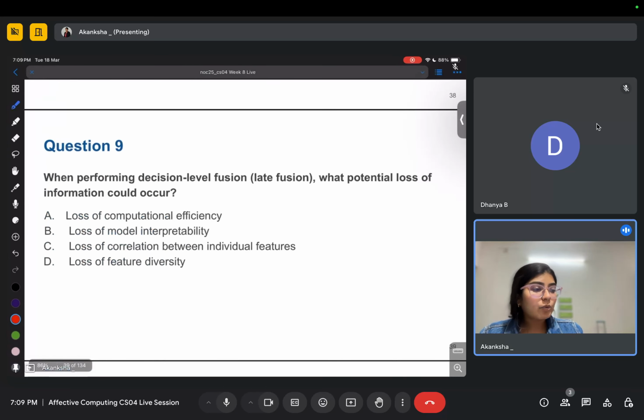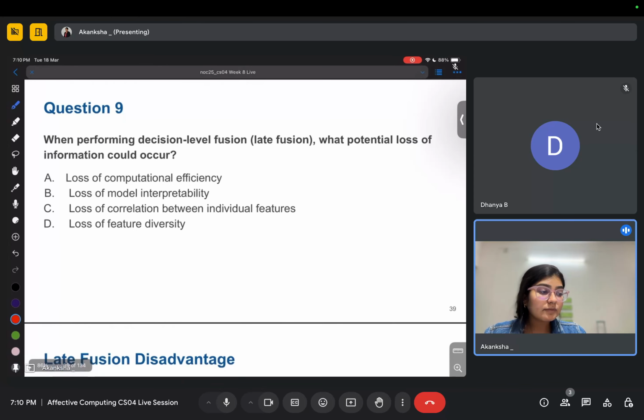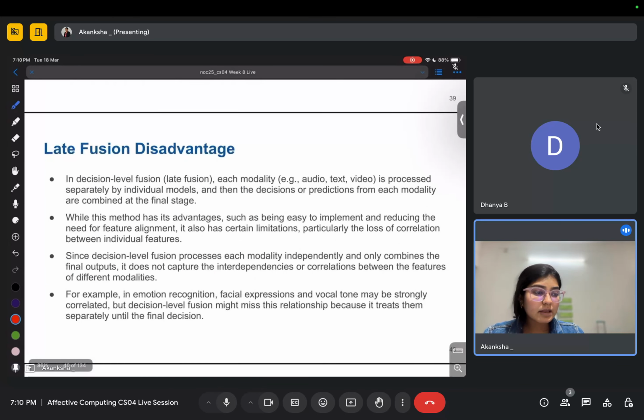Okay, when performing decision level fusion or late fusion, what potential loss of information could occur? Loss of computational efficiency, loss of model interpretability, loss of correlation between individual features, or feature diversity. We have just discussed this: if we just combine the decisions, we don't know how the features are going to be correlated with each other. So the answer is loss of correlation. But let's read this out.